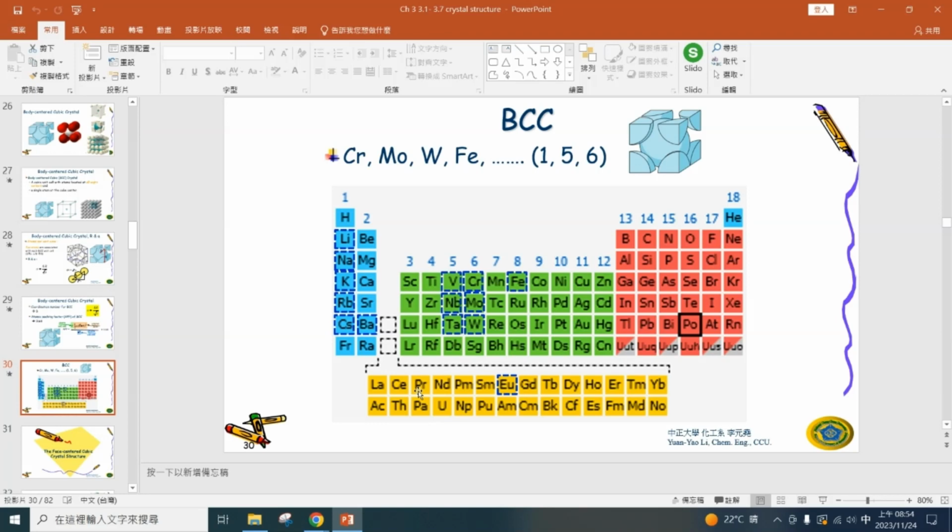Right. So as you know, the APF of the body-centered cubic structure is higher than the simple cubic crystal structure. So you will know that there are more elements belonging to this crystal structure, such as the atoms in the periodic table, number 1, number 5, number 6, number 1 here, number 5 here, number 6 here. So these are the elements belonging to the body-centered crystal structure.